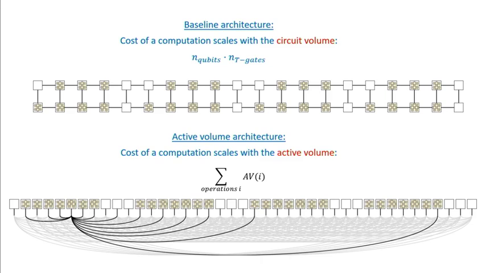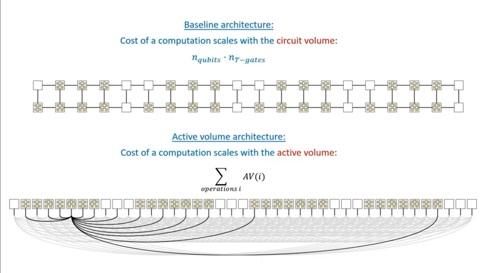Our key result that I will explain to you is that such a network can be used to implement quantum computations with a cost function that is different than the circuit volume. We call this cost function the active volume. Each logical operation, such as a Toffoli gate, a multi-qubit Pauli measurement, or bigger operations like an adder operation, has a cost associated with it that we call its active volume. The total cost of a computation is obtained by just summing up the active volumes of all operations. And importantly, the number of qubits does not appear in the cost function.